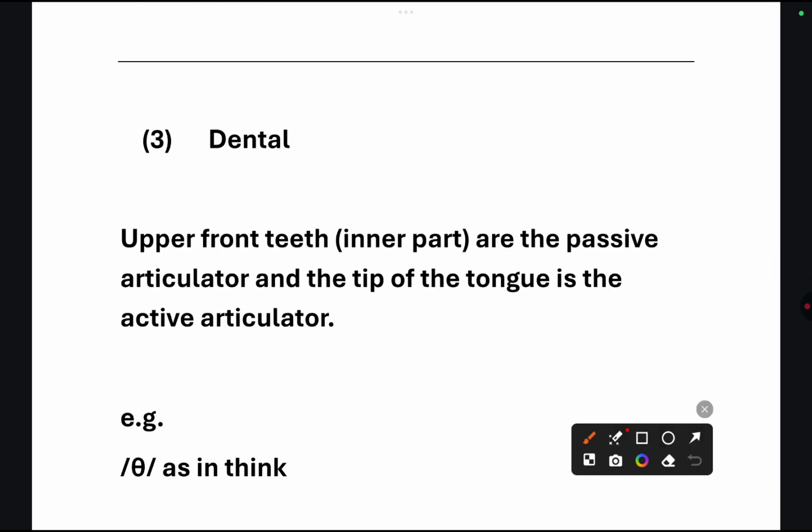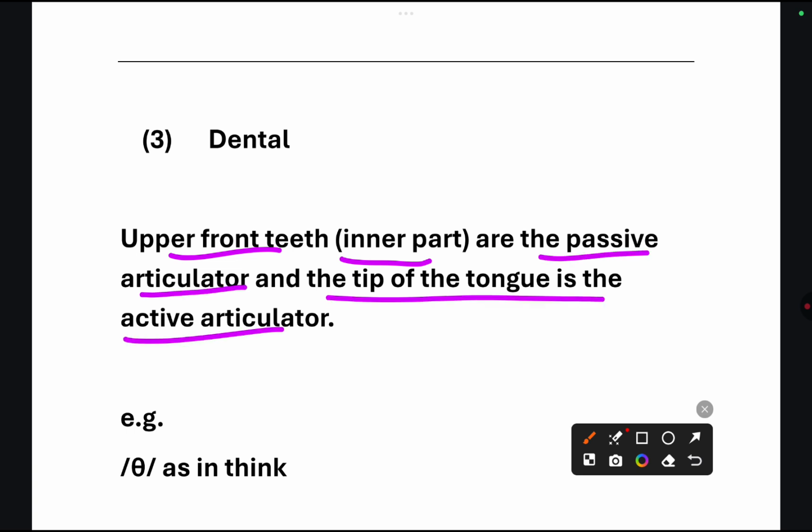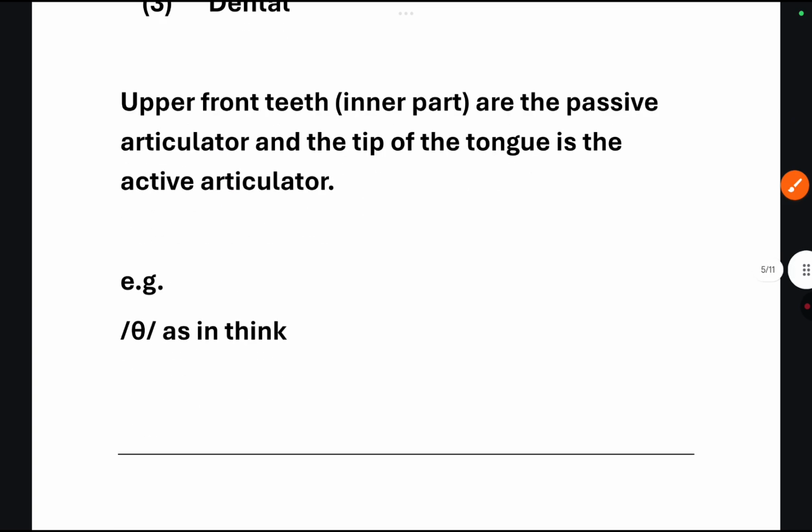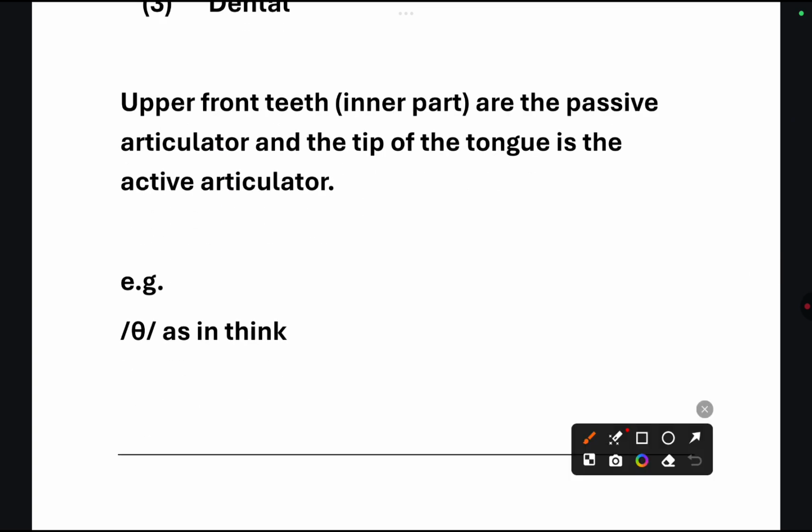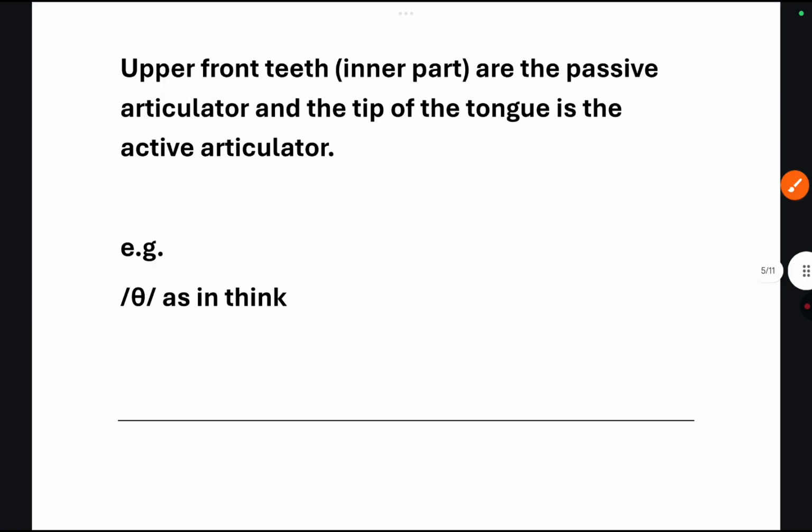Now dental means teeth. So the upper front teeth and the inner part is the passive articulator and the tip of the tongue is the active articulator. The sound is think, this sound think. Pronounce from your side, you will come to know, and observe from your side also how the upper front teeth are involved and the tip of the tongue is involved in pronouncing this word think.